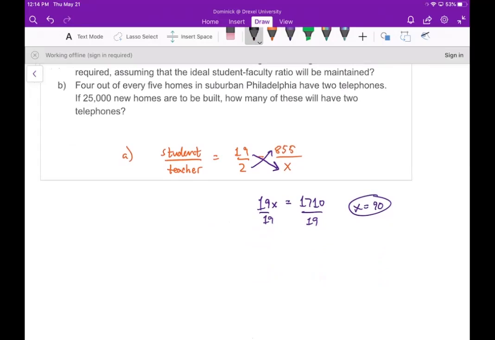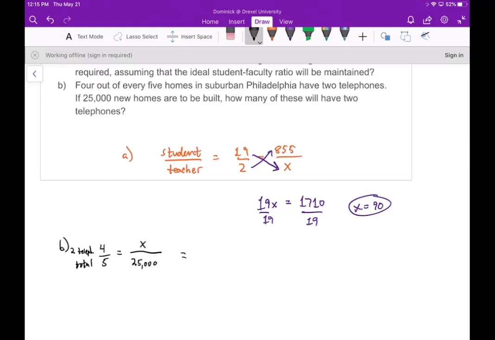Okay. Now in part B, we're told that 4 out of every 5 homes in suburban Philadelphia has 2 telephones. So we have 4 out of 5, 2 telephones, and this is total. Now we're told that 25,000 new homes will be built, so that's total. And we want to know how many of those will have 2 telephones. So you always want to keep everything lined up.